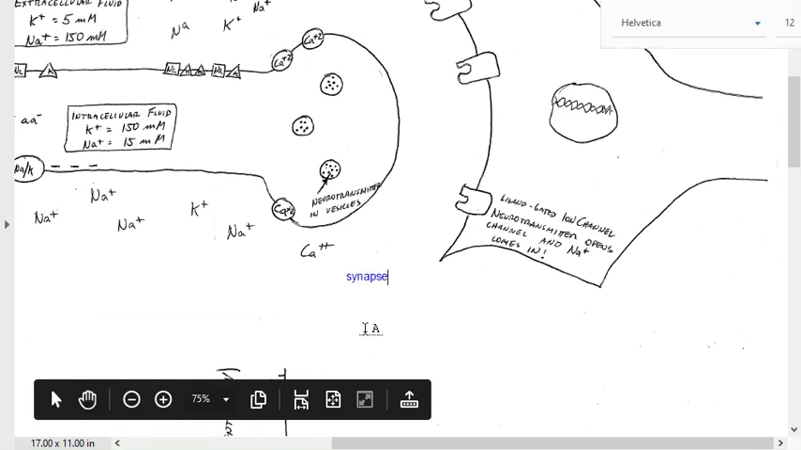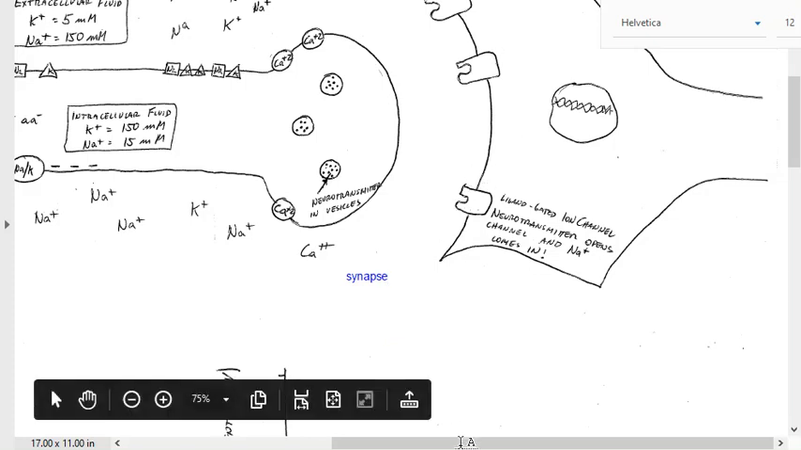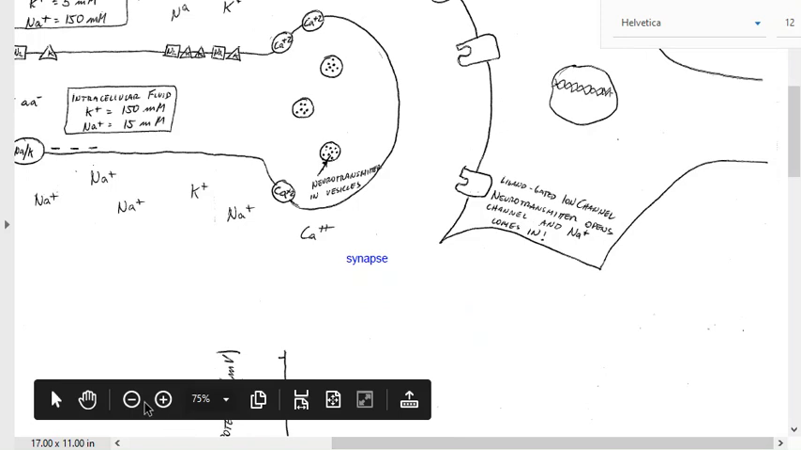Go ahead and type it. The synapse, and that's a space in between the end of one neuron and the start of an adjacent neuron, and we'll talk more about that synapse in a second. So let's look at the anatomy of the neuron.